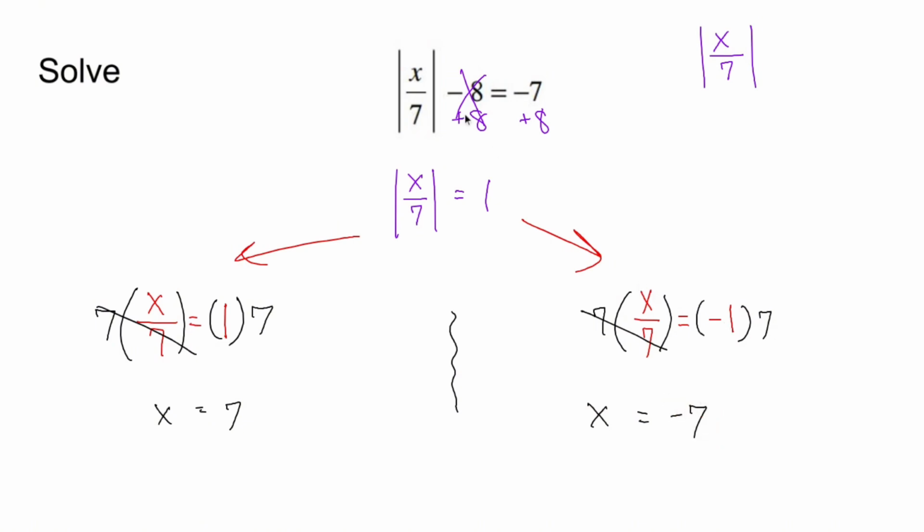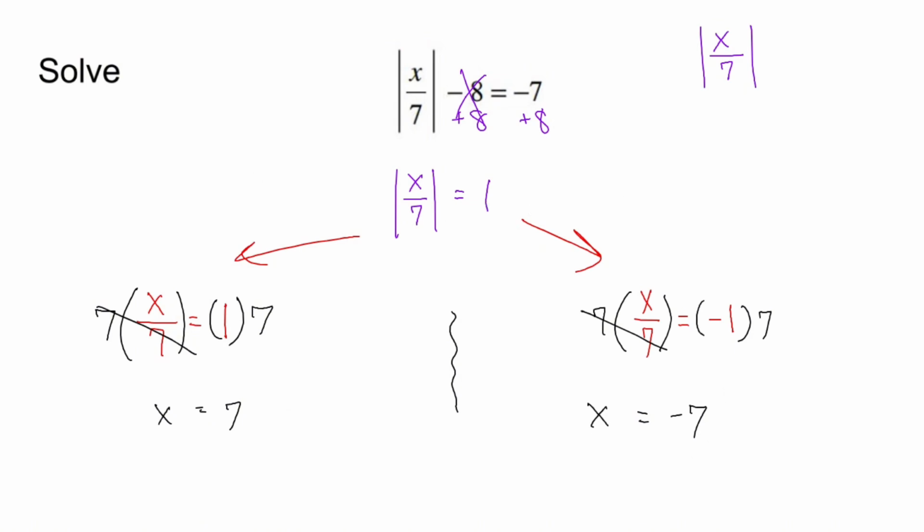Okay, what you're going to want to do is do a mental check and make sure everything works out. Like plug in 7. The 7 over 7 is the absolute value of 1, and the absolute value of 1 is 1, and 1 minus 8 is negative 7. And you would do the same thing over here and get the same thing, and everything's good.